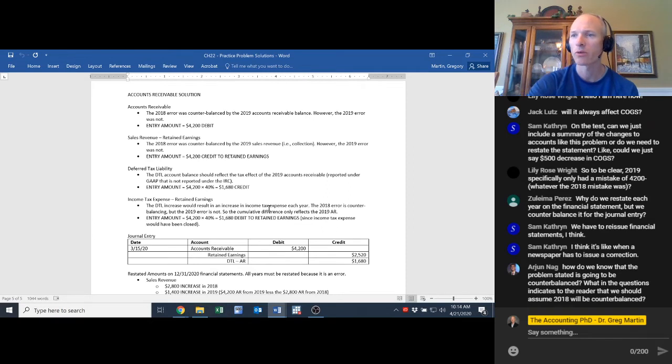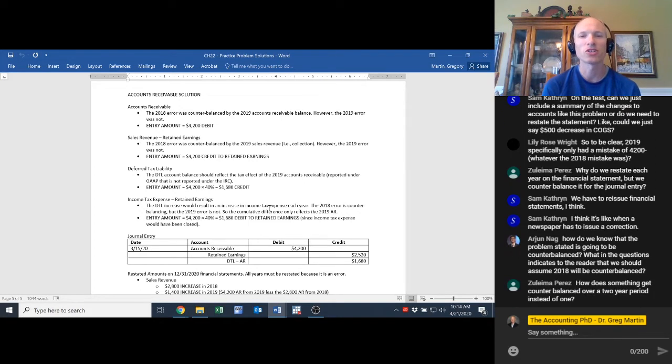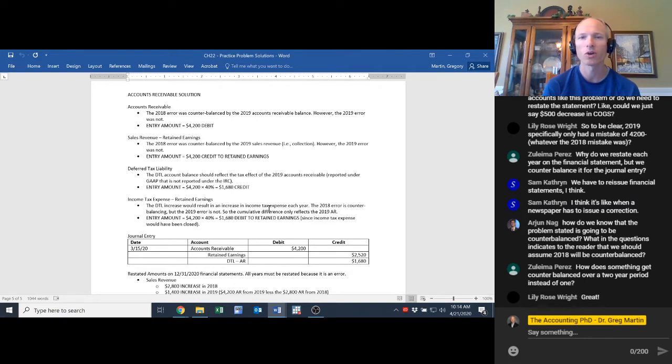And then Arjun asks, how do we know that the problem is going to be counterbalanced? You don't know. So you have to understand the accounting. That's the challenge with these problems: you have to really understand what's going on underlying all of that accounting. There are certain things that tend to get counterbalanced, like inventory counts and receivables, and then there are other things that don't. Like if I forget a residual value in depreciation, that's a problem. That doesn't get counterbalanced. Or if I have a premium on my bond payable and I fail to amortize it, that doesn't get corrected.